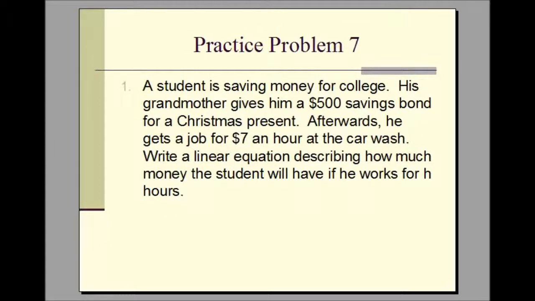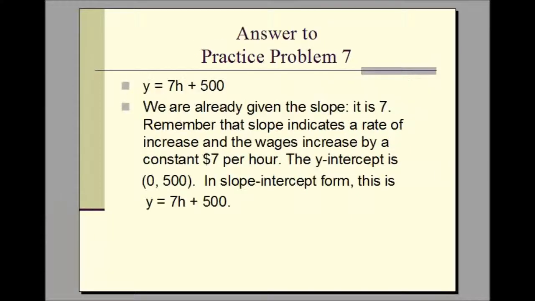Practice problem 7. A student is saving money for college. His grandmother gives him a $500 savings bond for a Christmas present. Afterwards, he gets a job for $7 an hour at the car wash. Write a linear equation describing how much money the student will have if he works for h hours. The answer is y equals 7h plus 500.